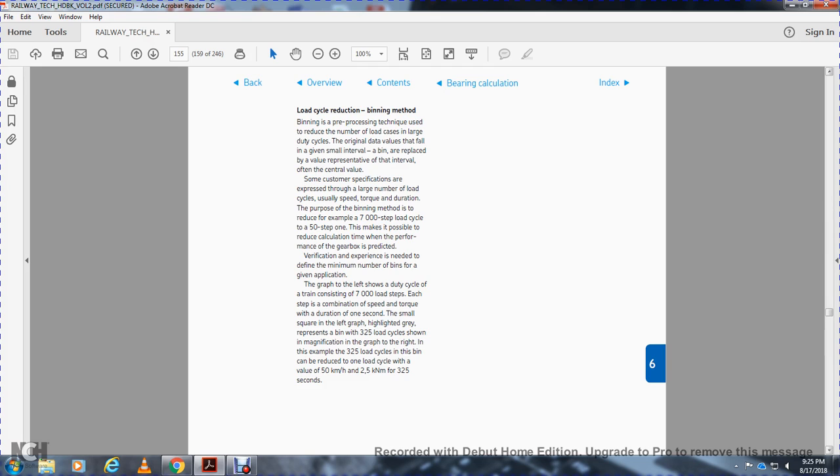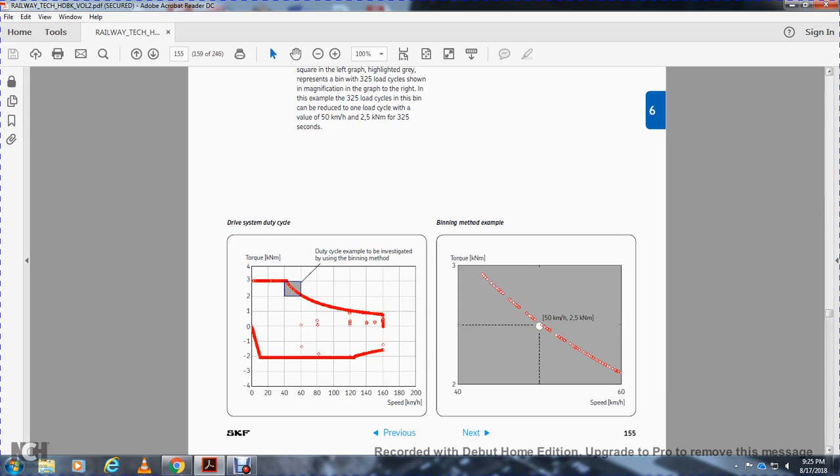The graph on the left shows the duty cycle of the train, consisting of 7,000 load steps with combinations of speed and torque, each lasting 1 second. The highlighted square grid on the left graph represents 325 load cycles, shown in the magnified graph on the right. The 325 load cycles in a bin can be reduced to one load cycle with a value of 50 kilometers per hour and 2.5 kilonewton meters for 325 seconds.